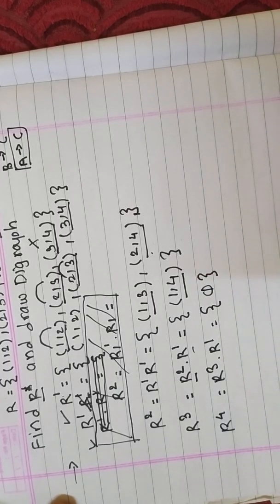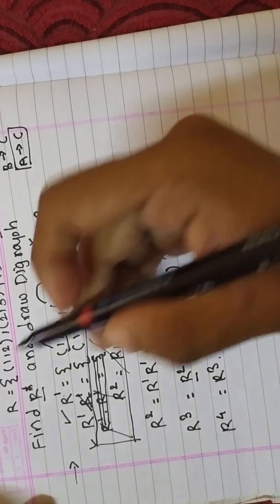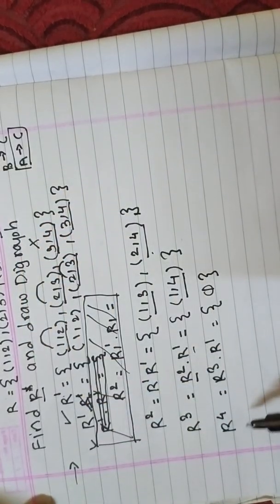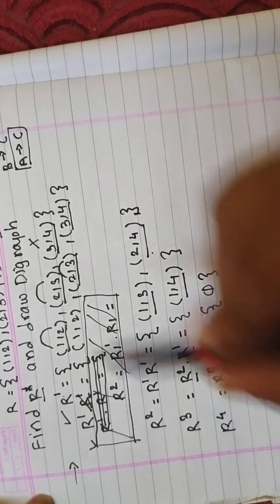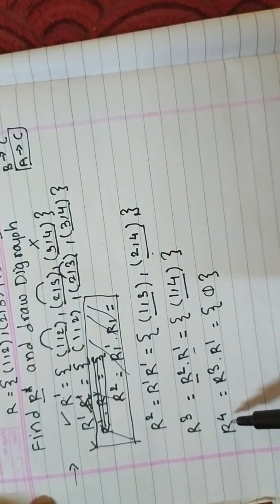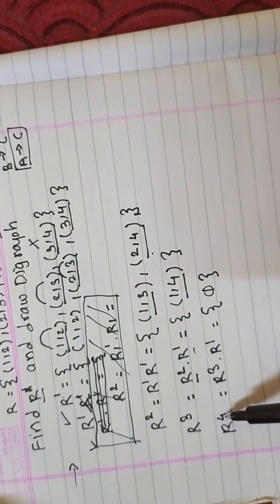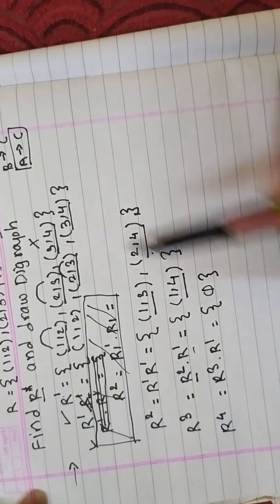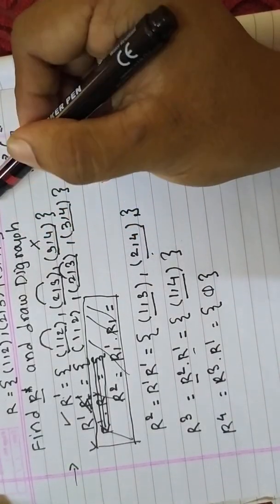This is empty. Okay. Now the final aim is what? We have to find R star now. See, why have we not found R5 here? Why do we stop at R4? Because how many elements are there in set A? 4. So that's why only 4 times you have to find. We are not interested in finding R5 here because the cardinality of set A is 4.